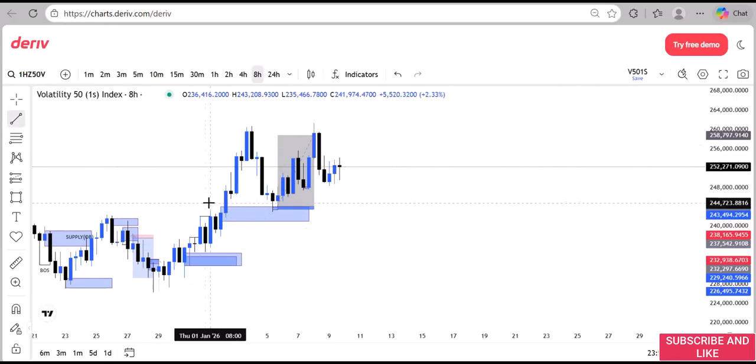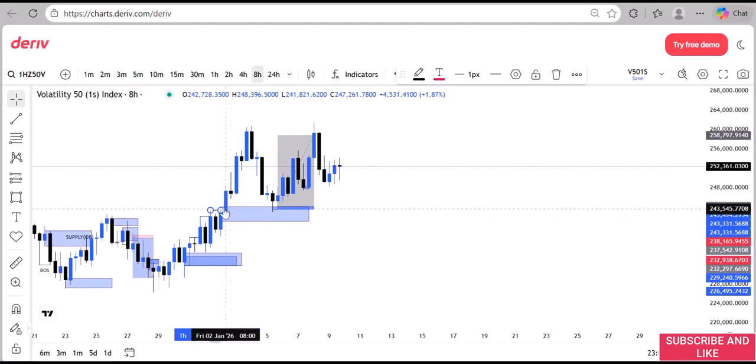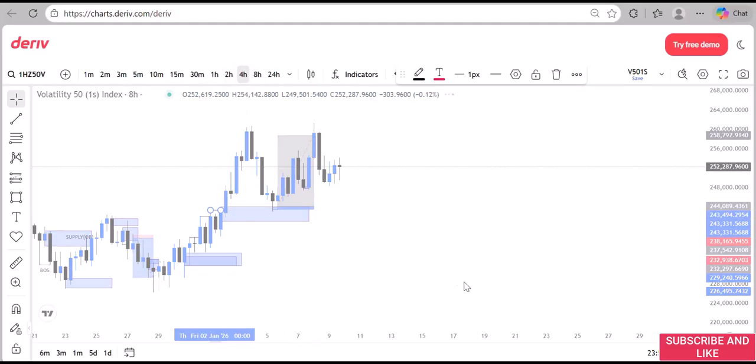So there was a break of structure. Price actually broke structure here. It was a previous high, so price broke structure. There was a break of structure here, and this is the zone that caused the break of structure. Okay, this is not very clear here, so let's go to our 4 hours time frame.